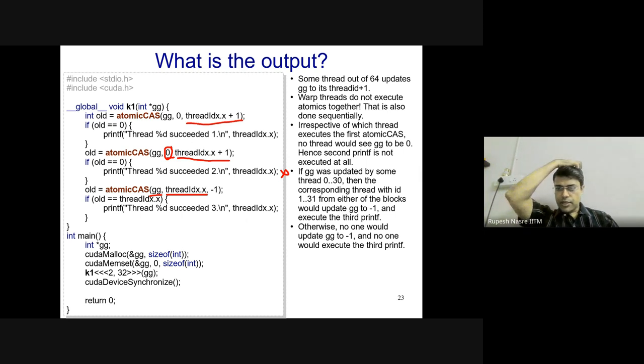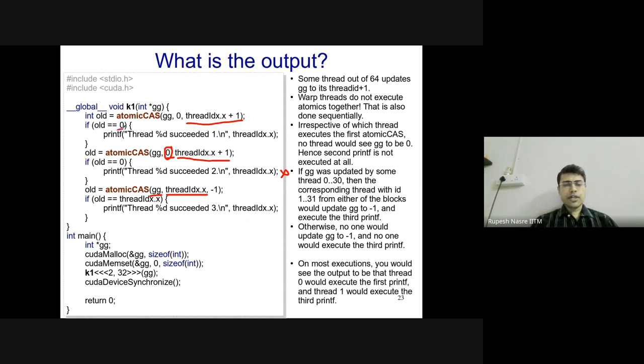Can you tell what atomic cache returns? Atomic cache returns the old value of the GG variable. So let's say that initially, only one thread will see the value zero, right? If, let's say, thread 10 updates it to 11, then thread 10 is going to see the value zero. All other threads will see the value 11. So thread 10 will see old equal to zero, and all others will see old equal to 11. That is what it means.